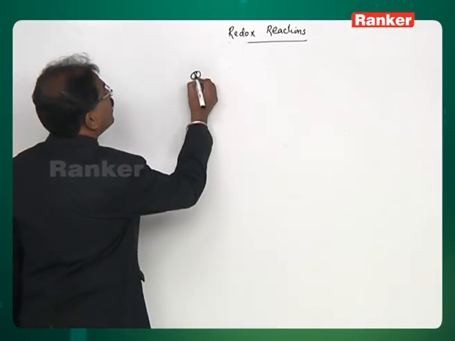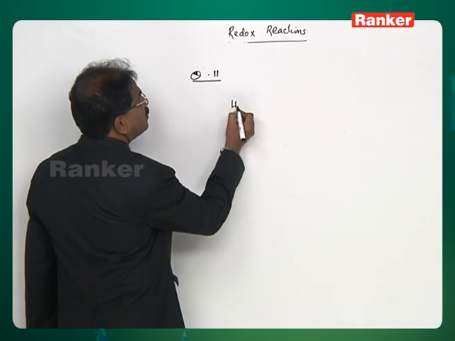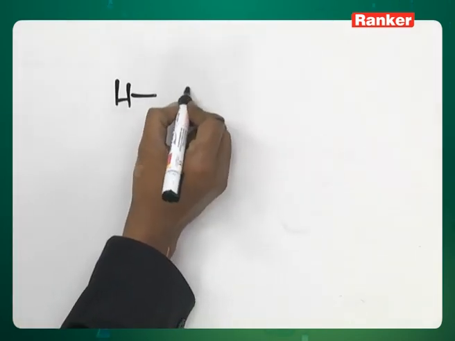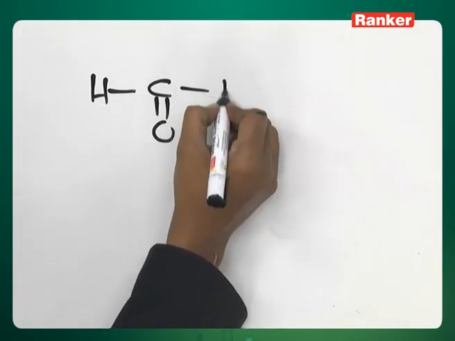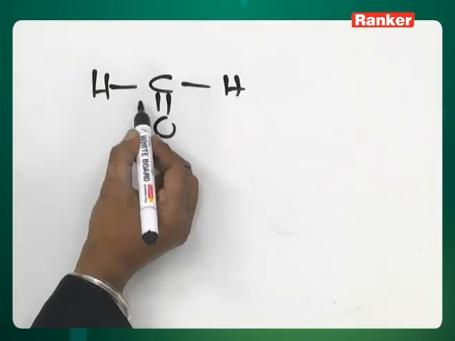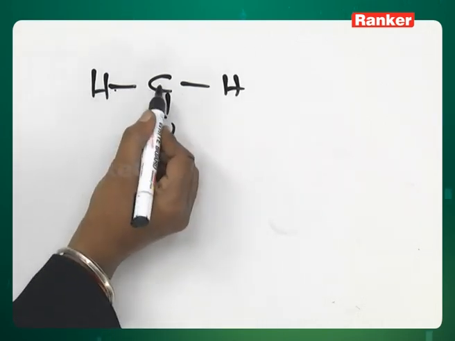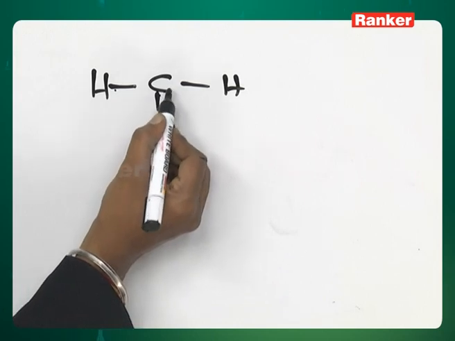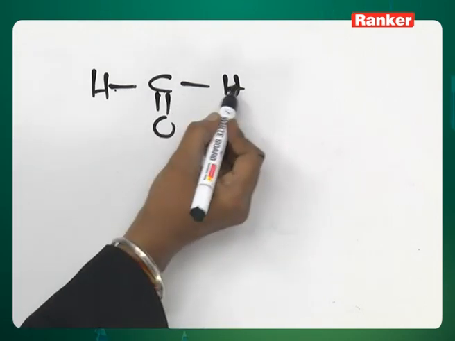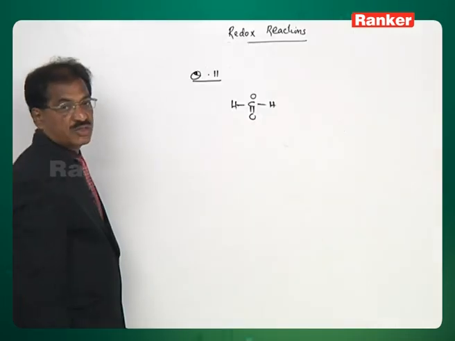Next, question number 11. In which of the following compounds the oxidation state of the carbon is maximum? In the first option, they are given HCHO. Here HCHO means actually this is formaldehyde. In this compound, the oxidation state of the carbon will become 0, because due to this double bond, carbon loses 2 electrons, and due to these 2 hydrogens, it will gain 2 electrons. Therefore, net change in the oxidation state of the carbon is 0.